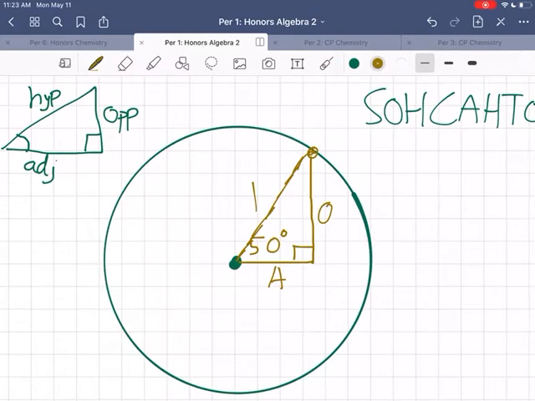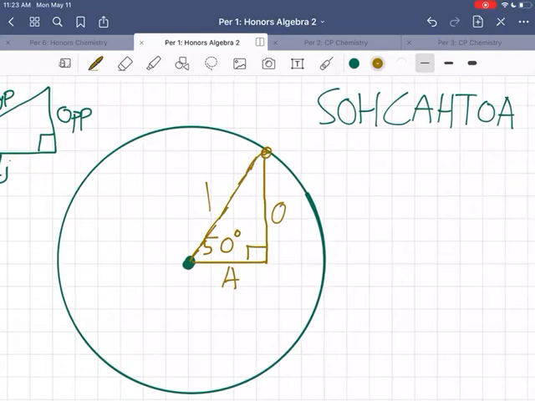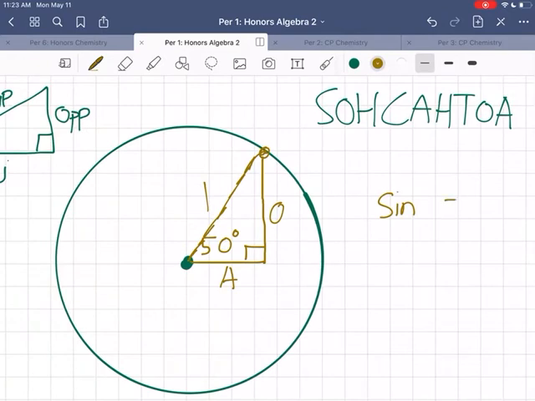Let's assume that it's the unit circle, so our hypotenuse is going to be 1. Now I can use sine, because that is going to be equal to the opposite over the hypotenuse, which is 1. And this is, by the way, not a 0, this is an O. So that is going to be the relationship on the right-hand side of the equation.